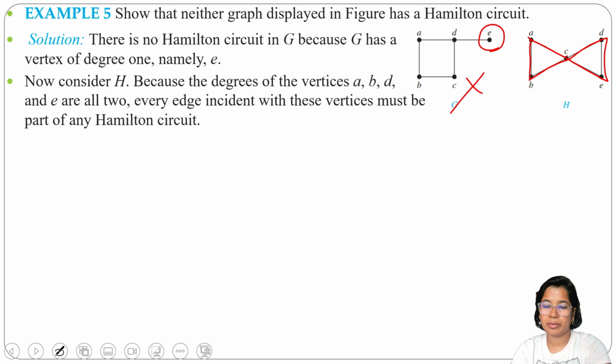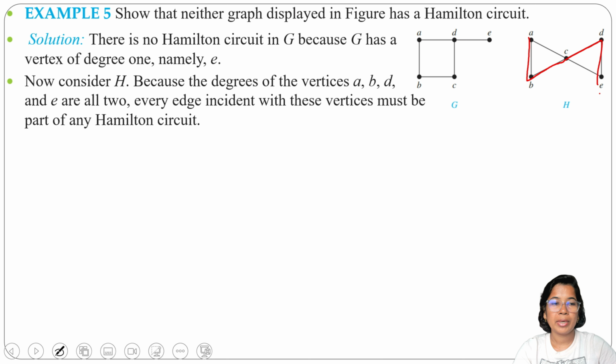A Hamilton path is possible. Suppose we start from A, B, then C, D, A. So there is a Hamilton path from A to A. So a Hamilton path is possible, but a Hamilton circuit isn't possible in the case of H. So in both graph G and H, a Hamilton circuit is not possible. In G, a Hamilton path is possible, like A, B, C, D, E. So there is a path from A to E.